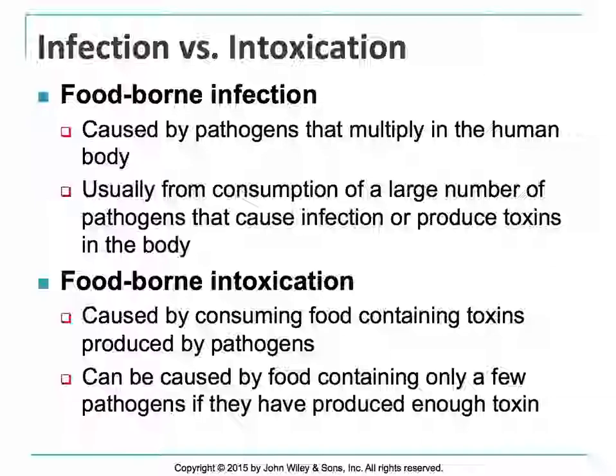In contrast, foodborne intoxication is caused by consuming food containing toxins produced by pathogens. It can be caused by food containing only a few pathogens if those pathogens have produced enough toxin. So the difference here is infection is when you're consuming that pathogen and it's producing the toxin in your body, whereas foodborne intoxication, the pathogen has already created a toxin on the food and then you're directly ingesting that toxin, right?